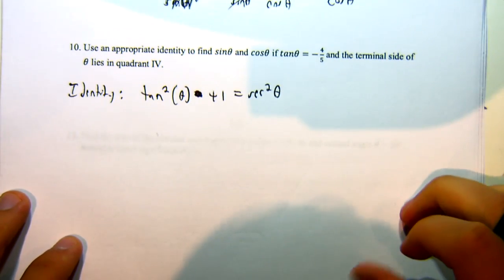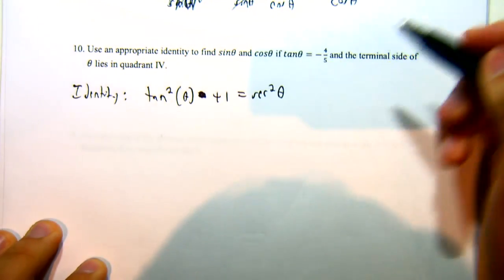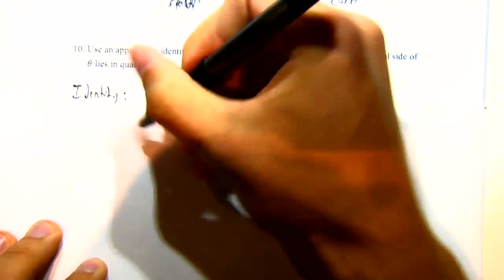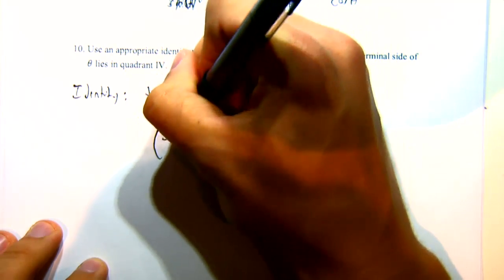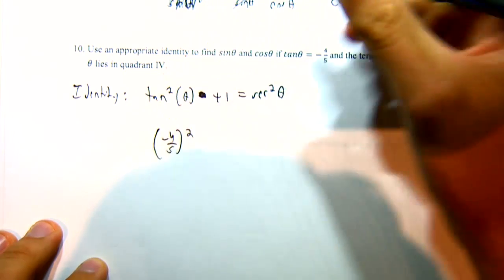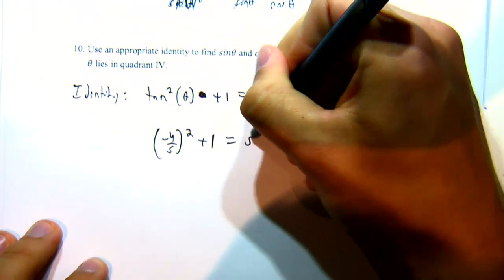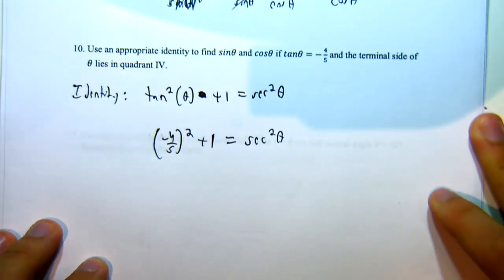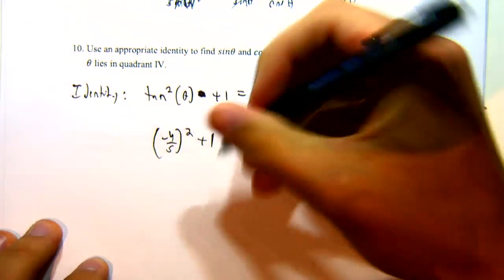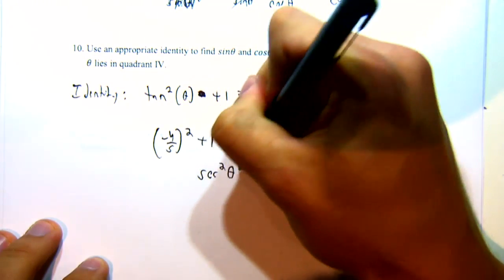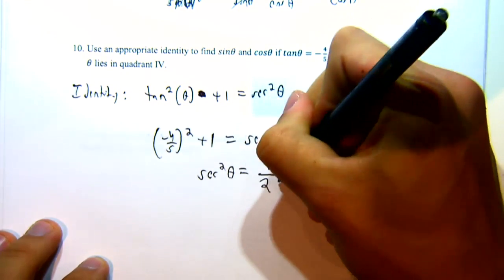So we know that we can essentially just take this. So we substitute negative 4/5 into tangent theta. Plus 1 is equal to secant squared theta. And after calculating that, we ultimately find that secant squared theta is going to give us 41 over 25.